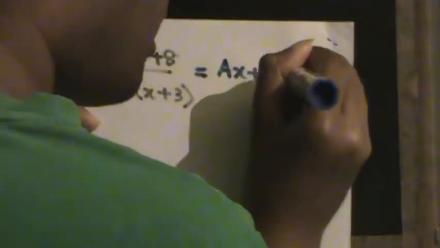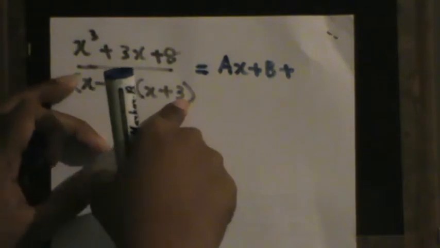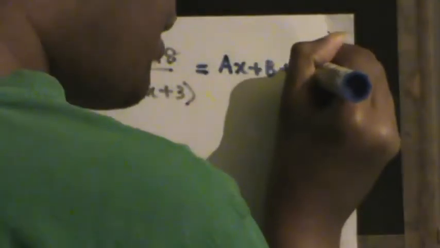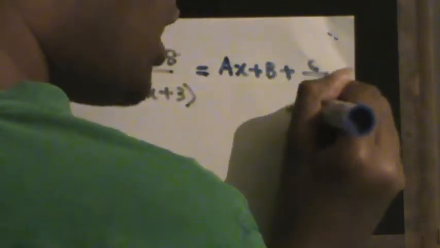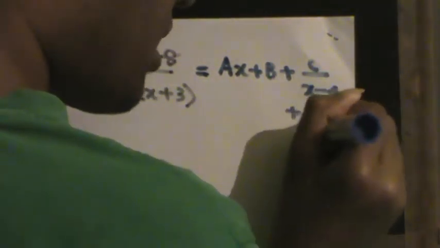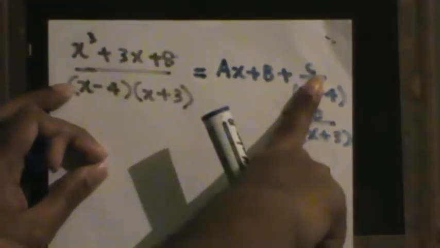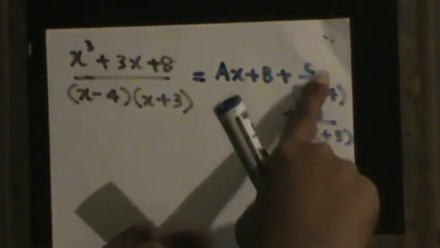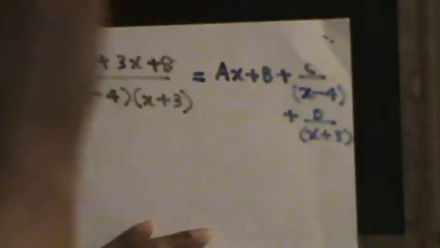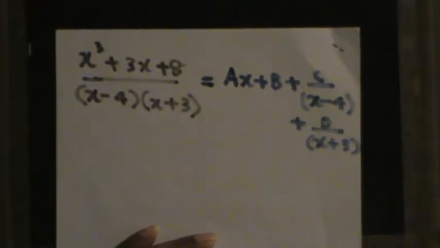plus those two fractions still remain the same. So I'll take c over x minus 4 plus d over x plus 3. I have to write here c, not cx plus d or something like that, because the highest power here is 1. So I have to write a fraction in which the highest power is 1 minus 1, which is 0. So any function which has 0 power is a constant, right?